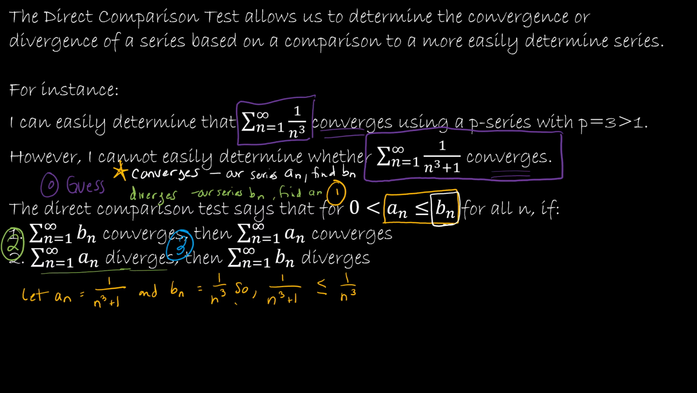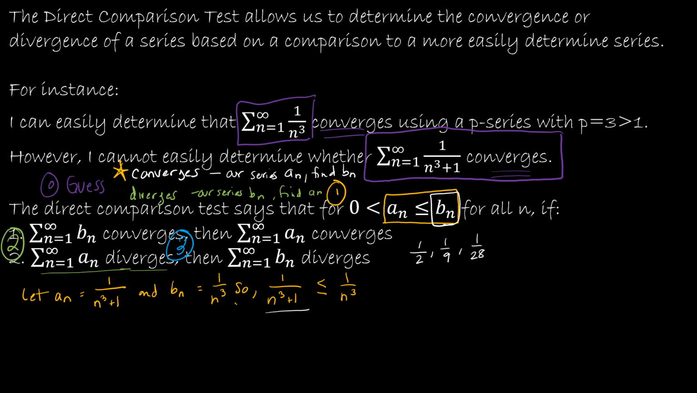I can plug in 1 and say, okay, if I'm plugging in 1 for n, that's going to be 1 over 1 cubed plus 1, or 1 over 2. If I'm plugging in 2, that's 1 over 2 cubed plus 1, that's 1/9. And if I plug in 3, that's 1 over 28.